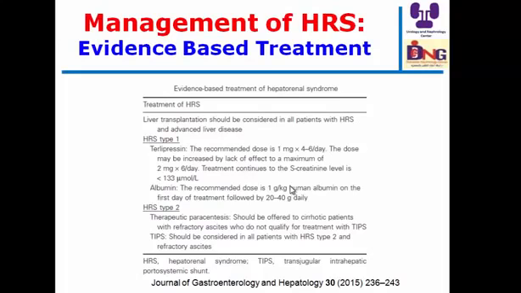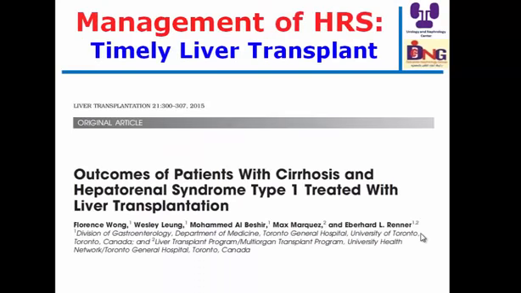But we should think of terlipressin and albumin or other vasoconstrictor drugs and albumin just to support the patient until we have liver transplantation. But for type 2 hepatorenal syndrome, just therapeutic paracentesis should be offered to cirrhotic patients with refractory ascites who don't qualify for treatment with TIPS. And TIPS should be considered in all patients with hepatorenal syndrome type 2 and refractory ascites. Again, as I mentioned, the treatment of hepatorenal syndrome is liver transplantation.